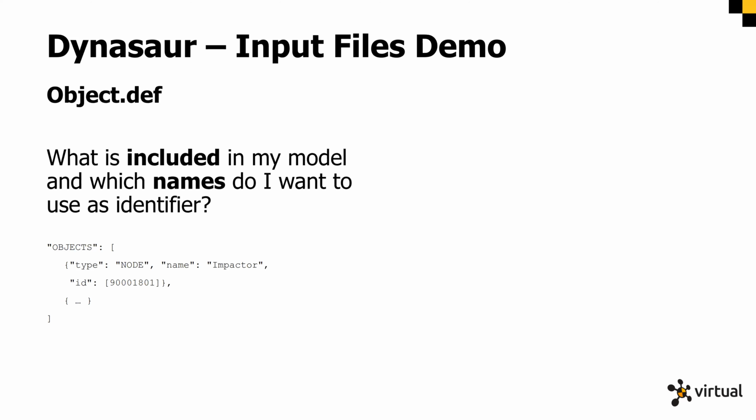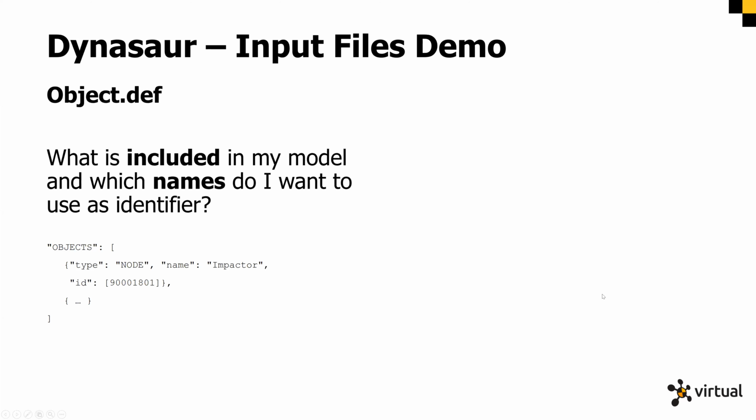Yeah, so coming back to the object definition file. The aim of this file is to name what is included in my model and which names I want to use as an identifier. Because we have different models, the IDs are changing, but we always have, for example, an impactor, we always have a head COG. So our idea was to make this kind of conversion file that allows us to also use multiple models or models with changing IDs.